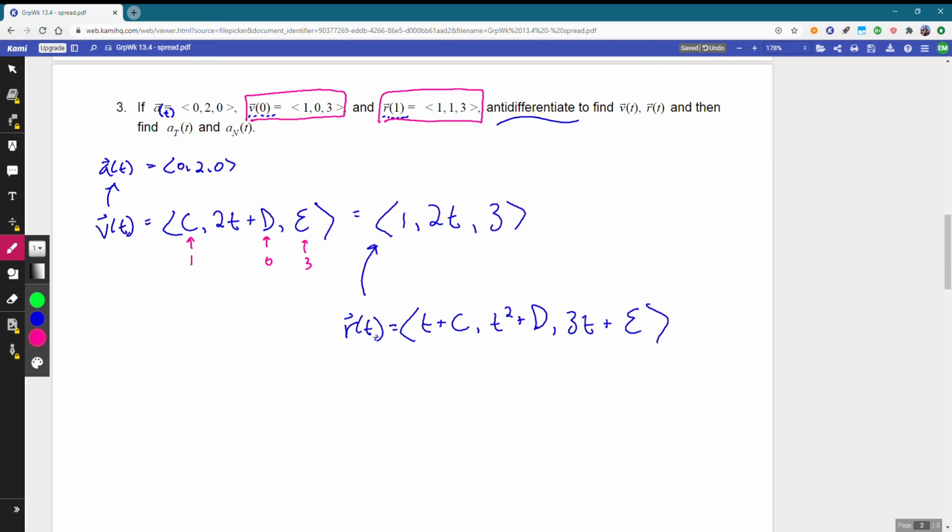At time 1, we would need to have 1 plus c equal to 1, and so c has to be 0. And here, our second component also needs to equal 1. We plug in 1, we'll get 1 plus d, and so our d has to equal 0. And then our last component over here, we want that to equal 3 when t is 1. And so when we plug in t equals 1, we'll get 3 plus e, and so e needs to be 0 as well.